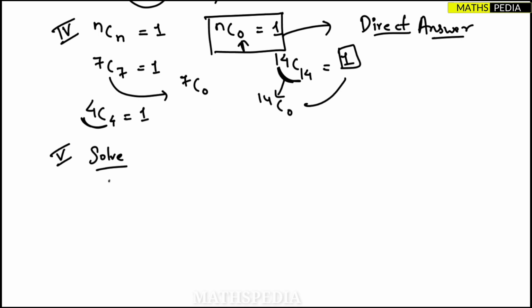But what if I say 6C3, calculate 6C3? Now you have to calculate this number. 6C3, I can write it as 6C2 also.